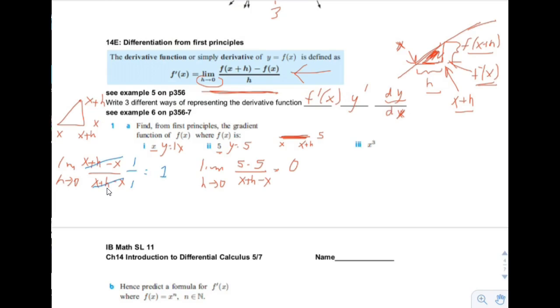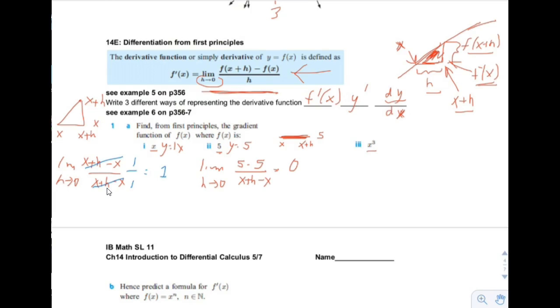So do you see how we're using first principles, or this little triangle, to figure out what the instantaneous rate of change, or the gradient is, but these are functions that have constant slopes. So you could have done it using traditional methods too. Now we're going to do x cubed, which obviously you cannot do with traditional methods.